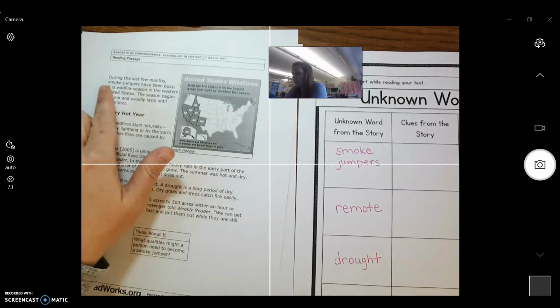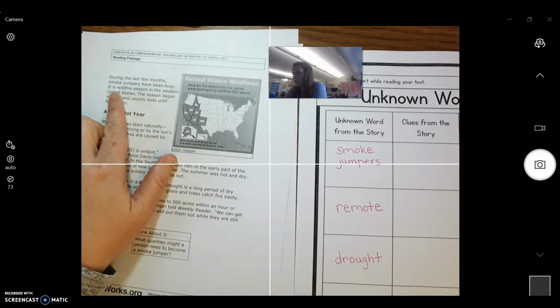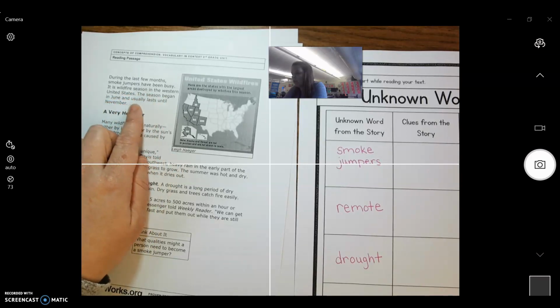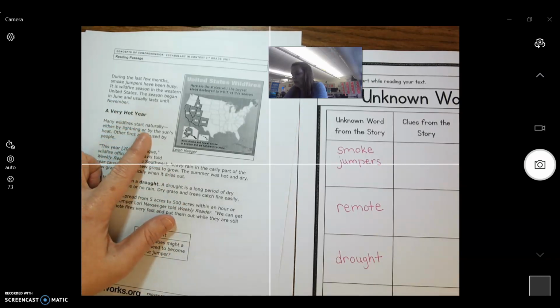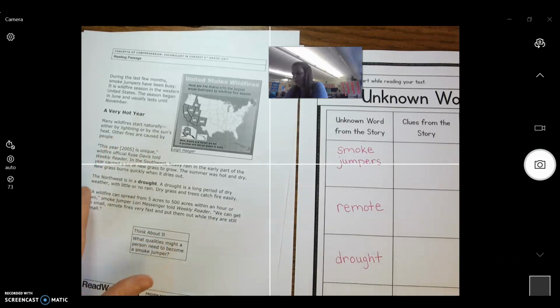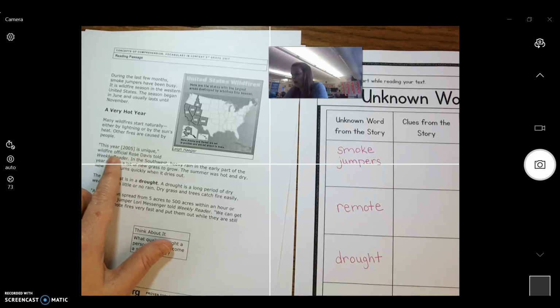During the last few months, smoke jumpers have been very busy. It is wildfire season in the western United States. The season began in June and usually lasts until November, a very hot year. Many wildfires start naturally, either by lightning or by the sun's heat. Other fires are caused by people. This year, 2005, is unique, wildfire official Rose Davis told Weekly Reader.